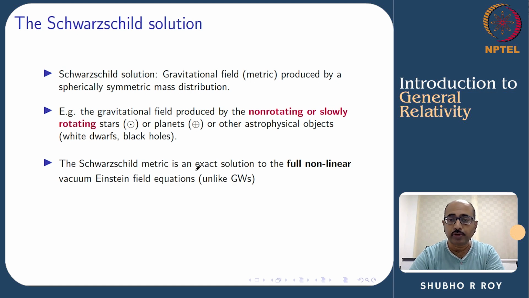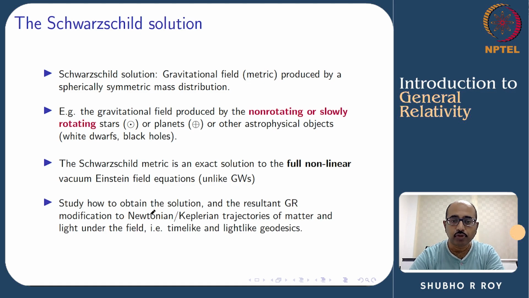As I was mentioning, the Schwarzschild metric is an exact solution, not an approximate solution, to the full nonlinear vacuum Einstein field equation. Contrast that with gravitational waves, which we covered in the last couple of lectures. Gravitational waves are a solution only to the linearized Einstein field equation, and hence not as non-trivial as the Schwarzschild solution. Einstein field equations are fully non-linear, and they're extremely difficult to solve. So it is a bit of a miracle that Schwarzschild was able to write down the solution within a month of Einstein publishing his paper giving the field equation.